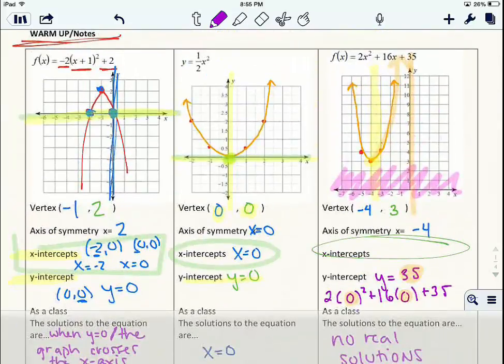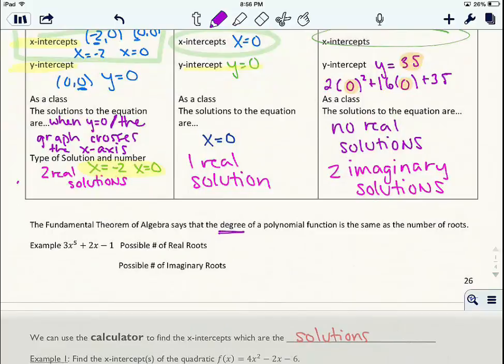So right here, remember, degree is the biggest exponent. This has a degree of 2, this has a degree of 2, and this has a degree of 2. So they should all have 2 solutions, or 2 roots. We should change this word roots here to solutions. Well, this one did. This one says 1, but really there's a duplicate. So there are 2, but they're both the number 0.